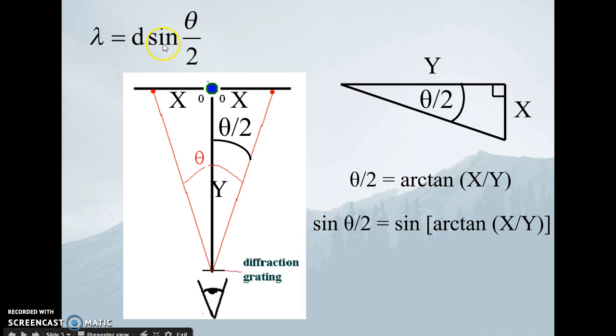To get our wavelength, we need to know the value of the sine of theta over 2. That doesn't mean we need to know what the angle theta over 2 is explicitly. We just need to numerically know what this relationship is. So we know that sine is the opposite over the hypotenuse, and the cosine is the adjacent over the hypotenuse, and tangent is opposite over adjacent.